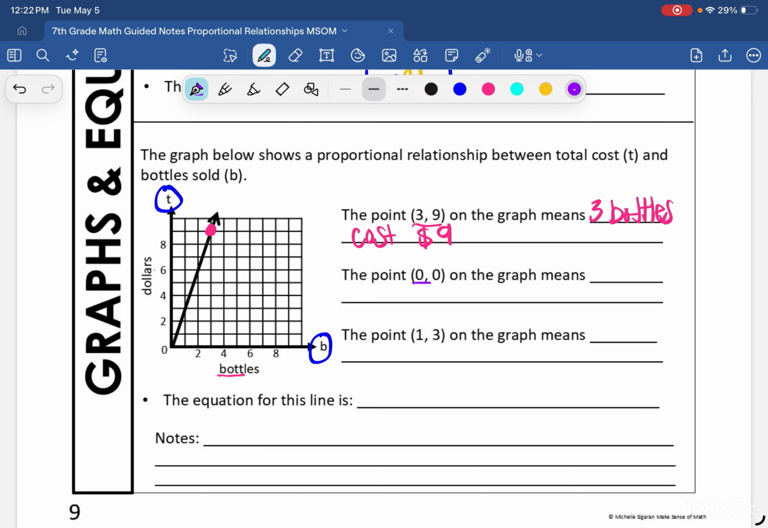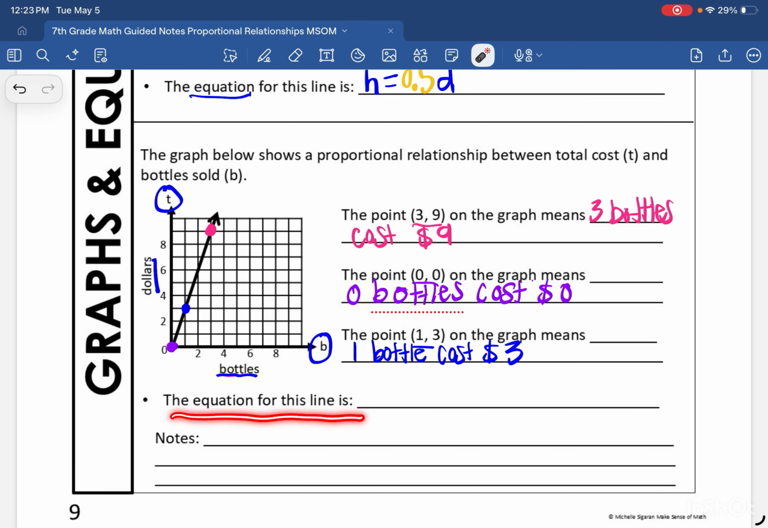The next point 0, 0, right here, this means when I had 0 bottles, it cost $0. Now let's look at the point 1, 3. So 1, 3 is going to be right here. This means when I had 1 bottle, it cost me $3.